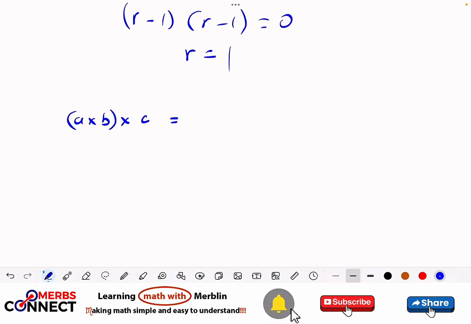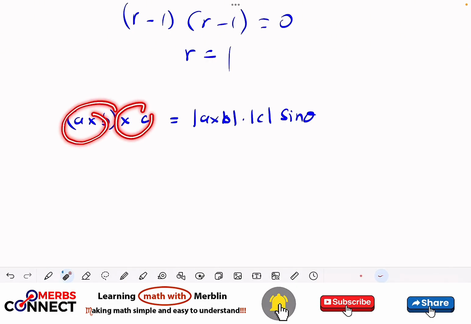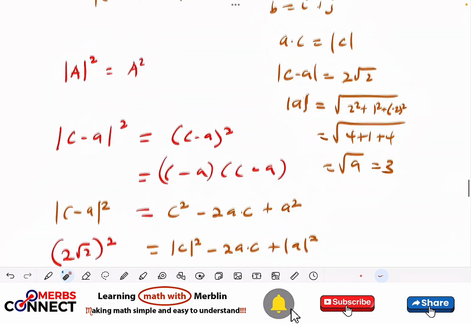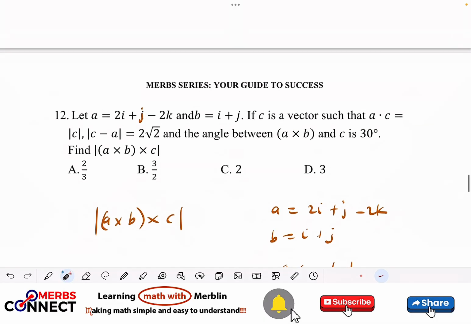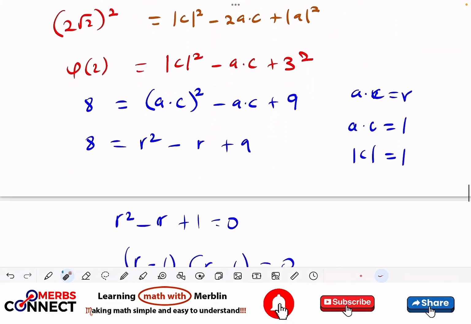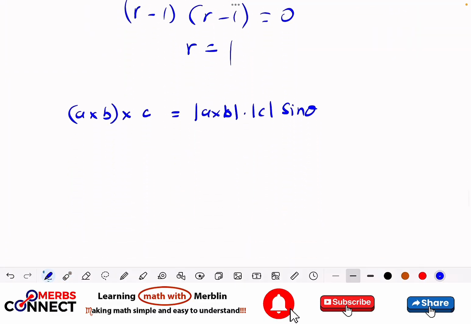cross C is equal to the magnitude of A cross B times the magnitude of C sine theta. This is cross, this is not dot, right? Because we are crossing here, we are not doing dot. So this is how we are going to get it, right? But we know that the angle that we are using here is 30 here. That's basically what you are going to do here, right? Good. And this one, we are going to have it to be magnitude. So this is what you are going to get.